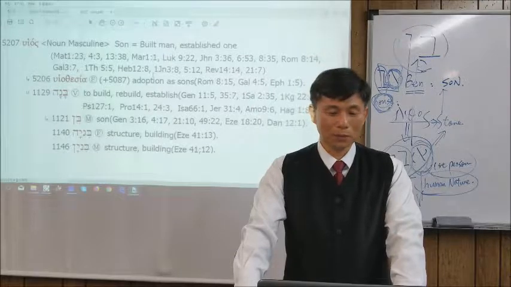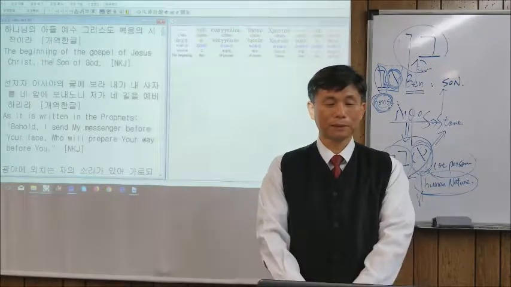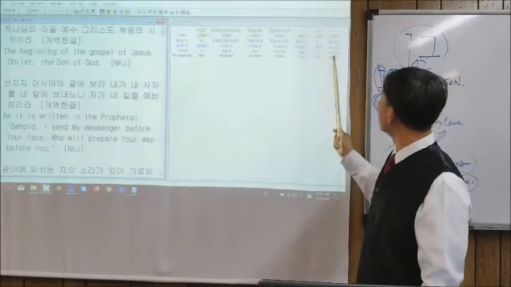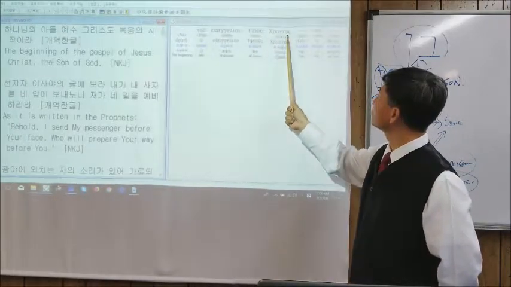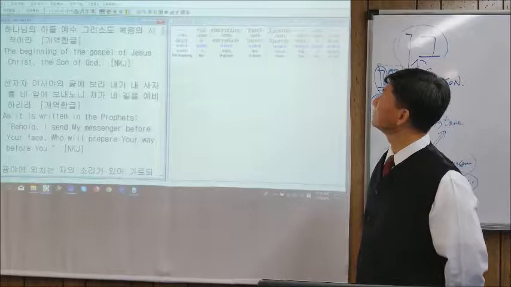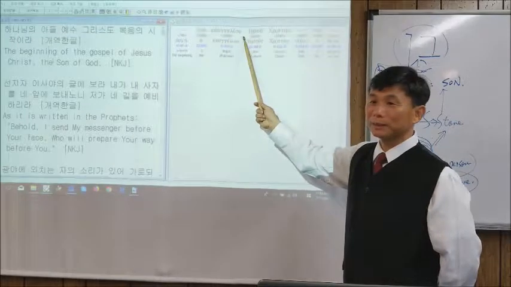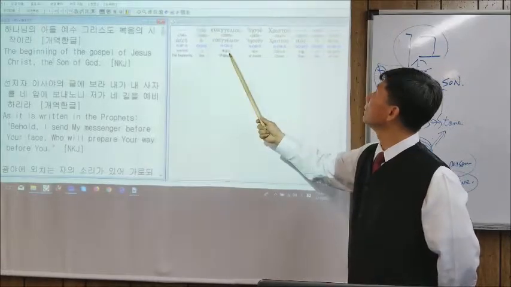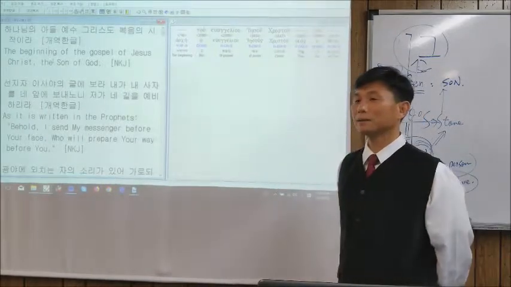And then Mark 1:1. The beginning of the gospel of Jesus Christ, the Son of God. So Son, huios. Son of the God. So Christos Jesus, Jesu Christus, genitive. That's why I call him Christos Jesus. Genitive relationship. So arche tou euangelion. Euangelion: eu is good, angelion is message. Good message is gospel. So the beginning of the good gospel of Christos Jesus, Son of God.